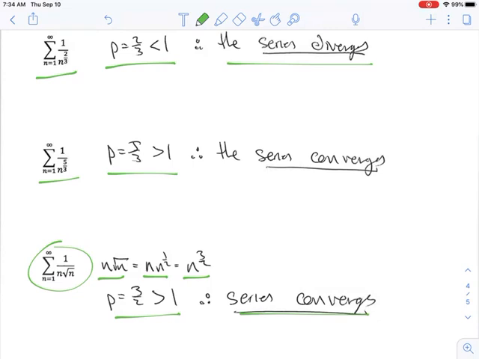Now, in reality, very few series that we deal with are actually going to be P-series, but we're going to use P-series in other tests. One of the next tests we'll be doing is called the comparison test. And so we will be comparing a series to a P-series, and we can tell very easily if the P-series converges or diverges, but I don't wish to get ahead of myself.